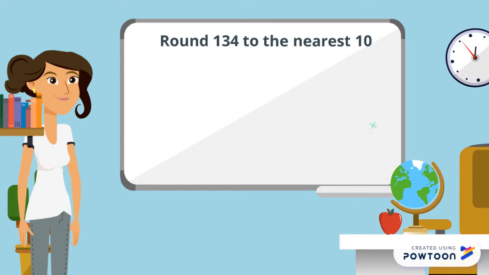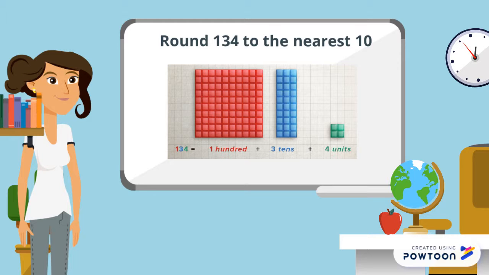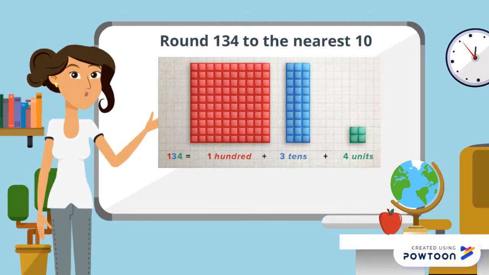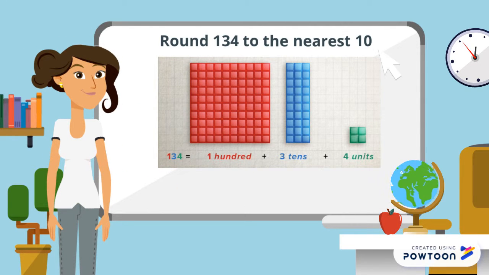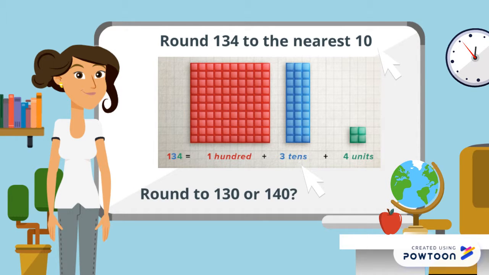We want to first think about the place values and which numbers we will be rounding to. 134 is made up of 1 hundred, 3 tens, and 4 ones. So now that we have identified our place values, we want to look back and see that our problem is asking us to round to the nearest 10. And we can see that the 3 is in our tens place. So will we round to 130 or to 140?